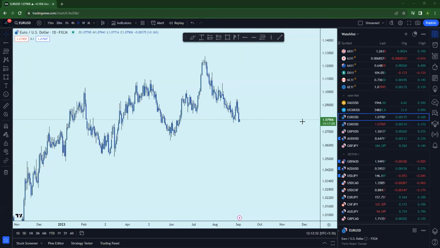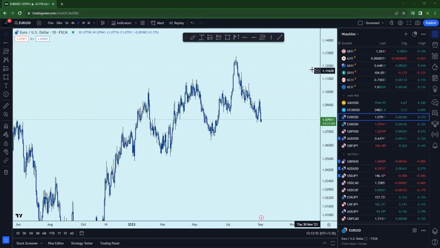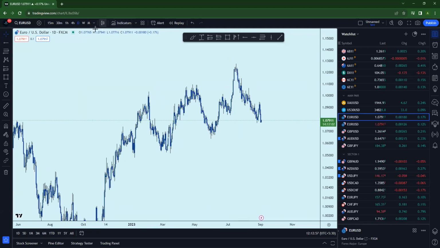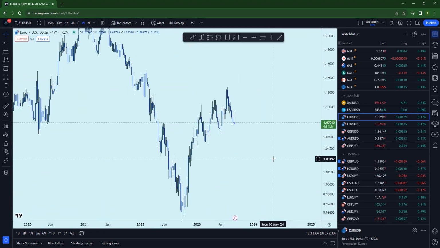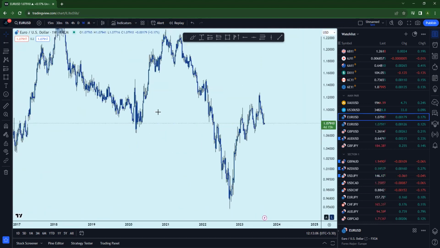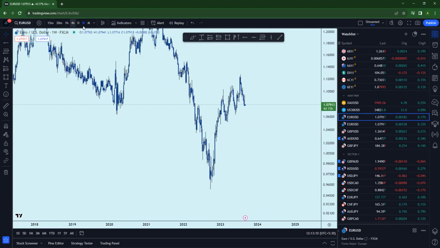Always remember, supply and demand is the main core concept of trading. You can trade any pair, but the supply and demand rule applies to all the pairs. I'm just talking about the Euro USD chart right now. Let's talk about the uptrend.